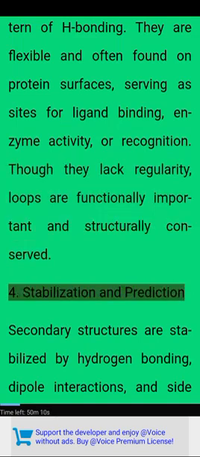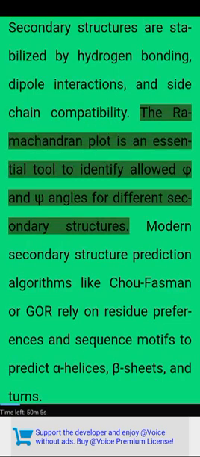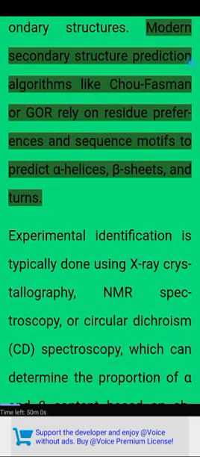4. Stabilization and prediction. Secondary structures are stabilized by hydrogen bonding, dipole interactions, and side chain compatibility. The Ramachandran plot is an essential tool to identify allowed phi and psi angles for different secondary structures. Modern secondary structure prediction algorithms like Chou-Fasman and GOR rely on residue preferences and sequence motifs to predict alpha helices, beta sheets, and turns.